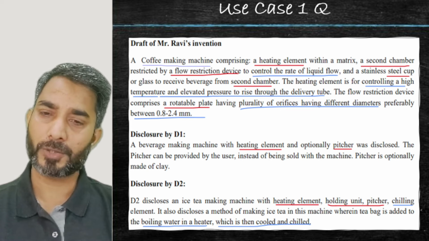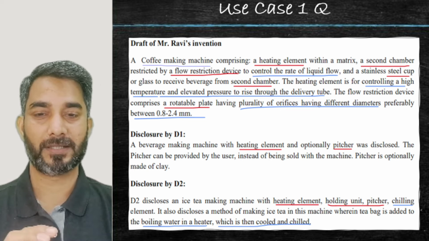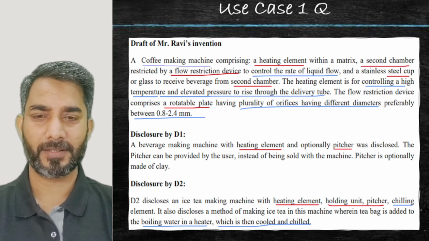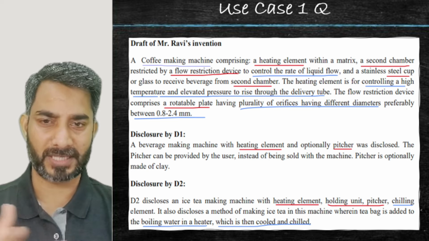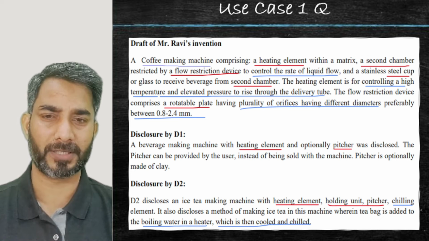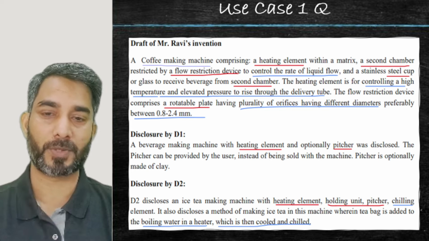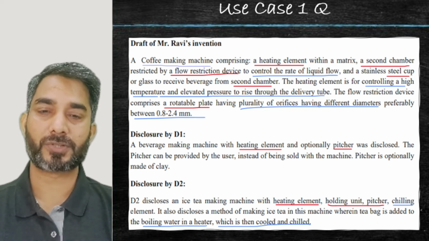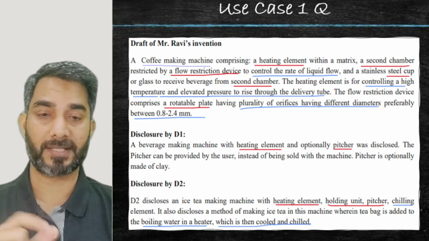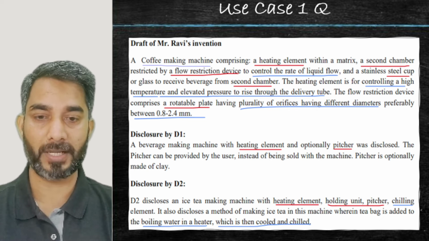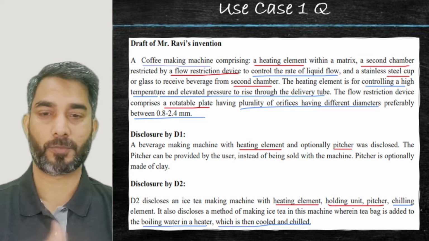Anyway, moving to D2. So D2 is an iced tea making machine. So ours is coffee, this is iced tea. Different objective, but let's see. It also has a heating element. We also have a heating element. Holding unit and pitcher are the same thing. Could be a second chamber and could be the glass. Chilling element, this is a new element that is there. We were only talking about heating, they are talking about chilling also, because it's an iced tea, right? It also discloses a method for making iced tea, system and method, where a tea bag is added to the boiling water in the heater, because the heating element is there, your water will be boiled, which is then cooled and chilled. So you make hot tea and then you chill it to make iced tea.